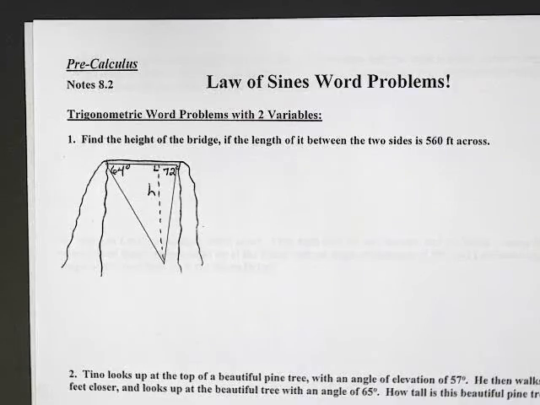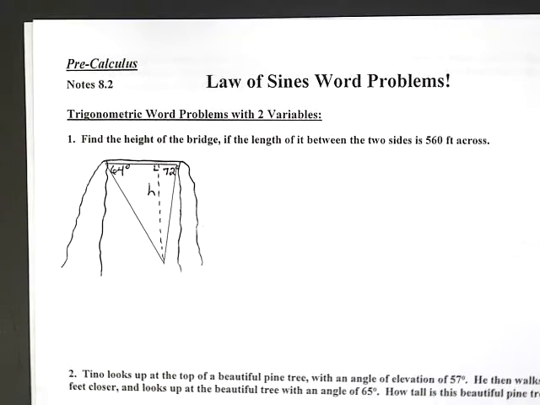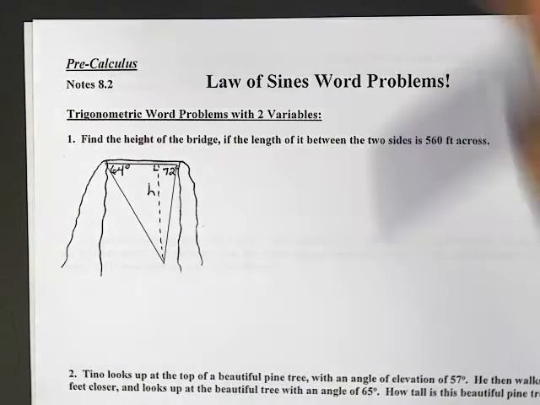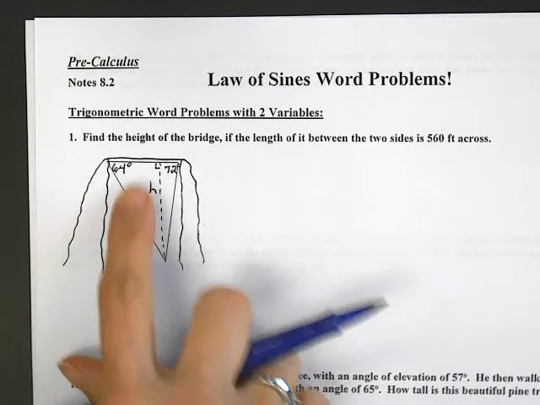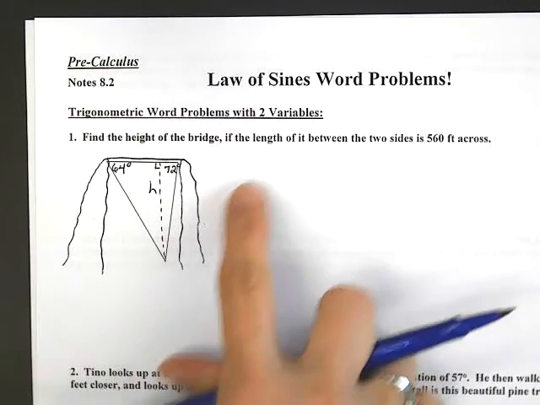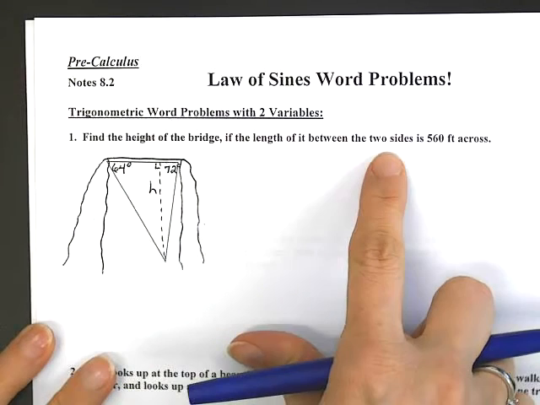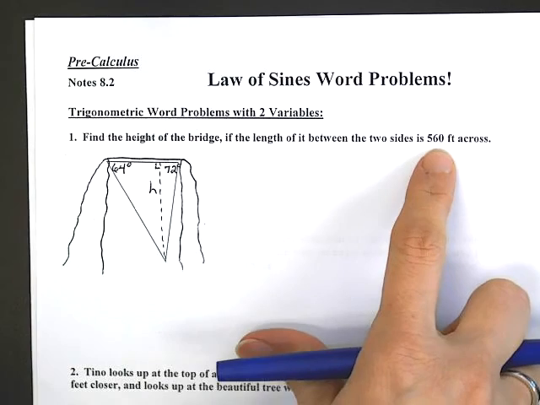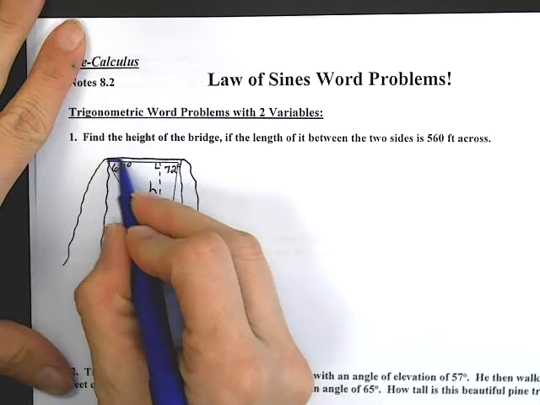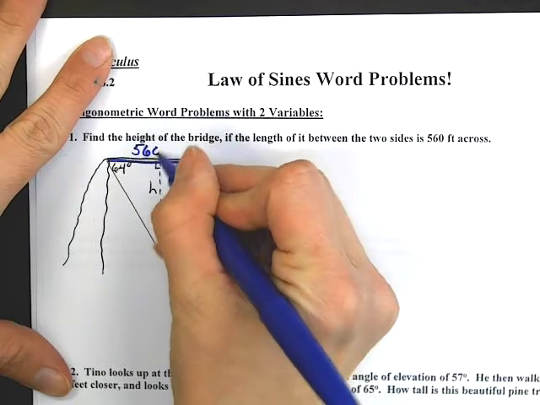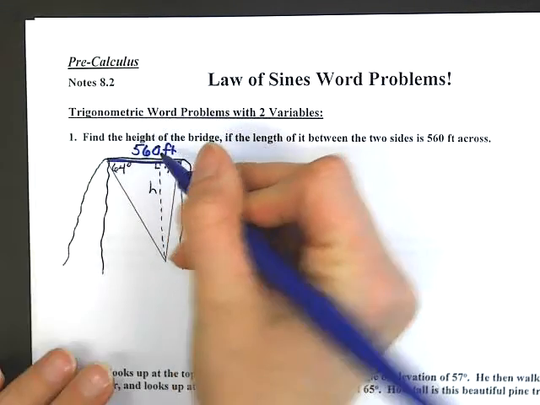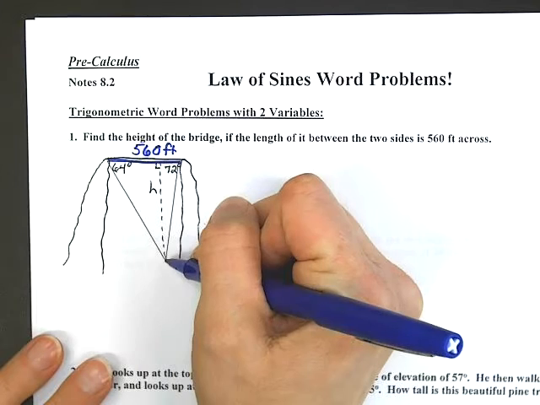Now that you guys are so good at doing the law of sines, let's use this formula in some word problems. All right, let's take a look at a variety of setups so you'll be ready for anything you might see. Find the height of the bridge, if the length between the two sides is 560 feet across. Okay, so across is 560 feet. And what they want us to do is find the height.